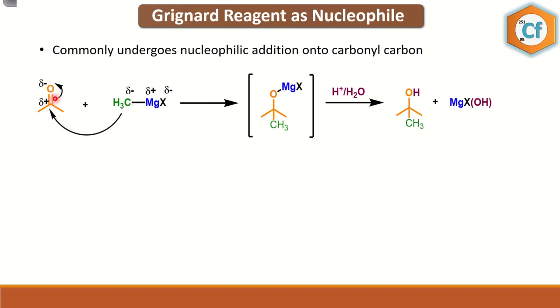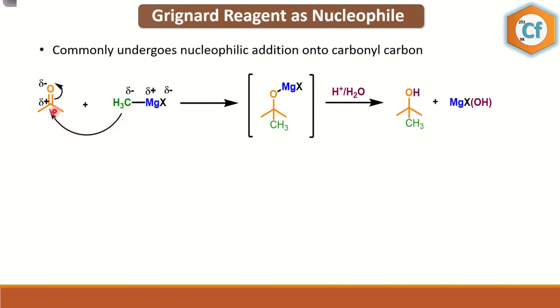This carbon is attached to the oxygen. Oxygen being the second most electronegative element of the periodic table, it will withdraw electrons, therefore it gets a partial negative charge, and this carbon center gets a partial positive charge. So this CH3 negative, which has a partial negative charge, would attack onto this carbonyl carbon.